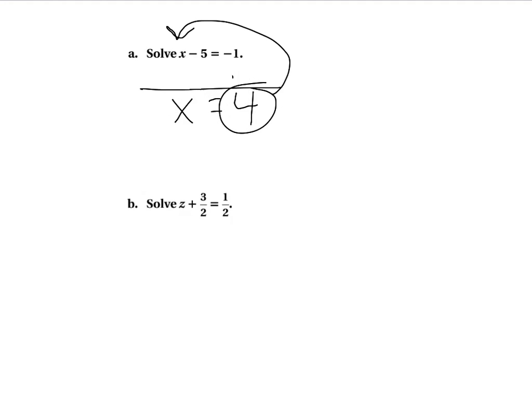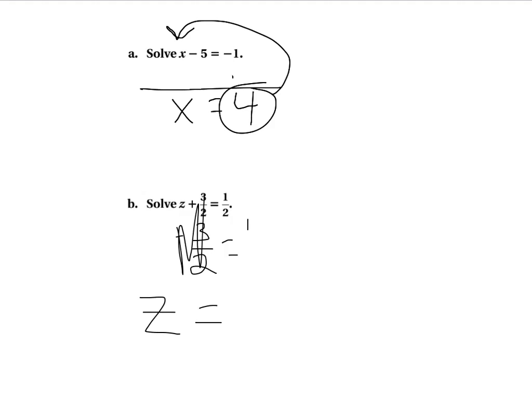This time we're looking at fractions. What we do to one side, we have to do to the other. We have to do the opposite operation. Since it's plus 3 halves, I'm going to subtract 3 halves from both sides. These cancel each other out. I'm left with z on the left side.